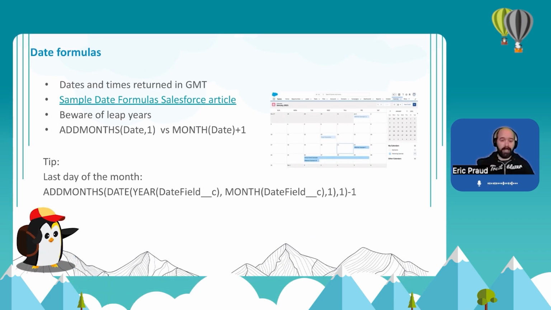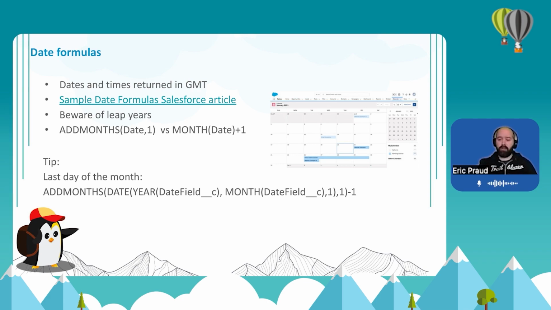Now let's talk about date formulas. They can get very tricky, very fast. One of the main reasons for it is that dates and times are returned in GMT. Therefore, if you are not in this time zone, your results may be off by a day. You can offset the result by adding or subtracting the difference between your time zone and GMT. However, this does not take daylight savings into account, if applicable, and this only applies to one time zone.